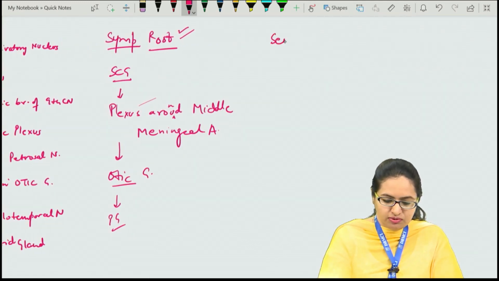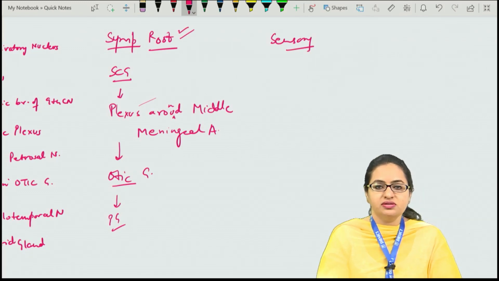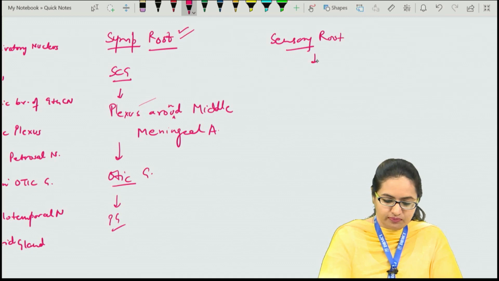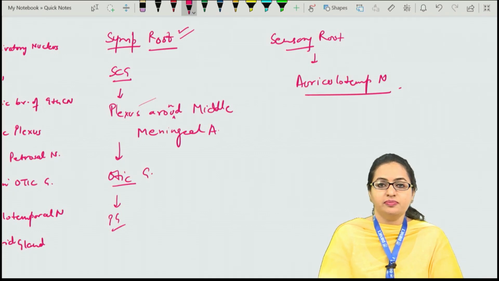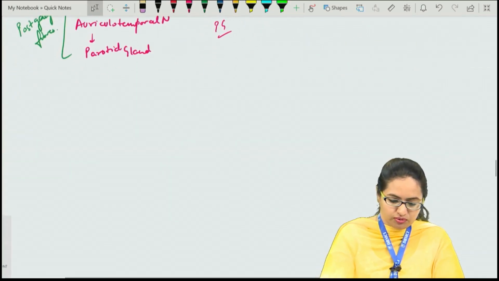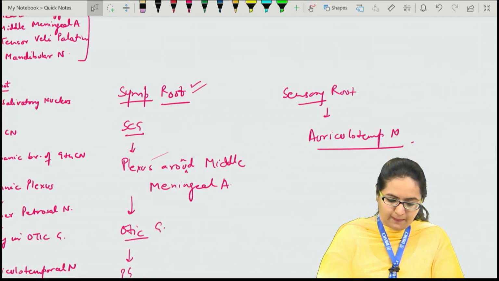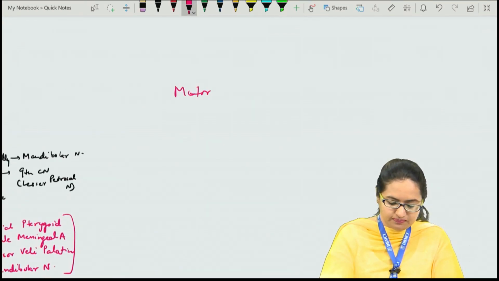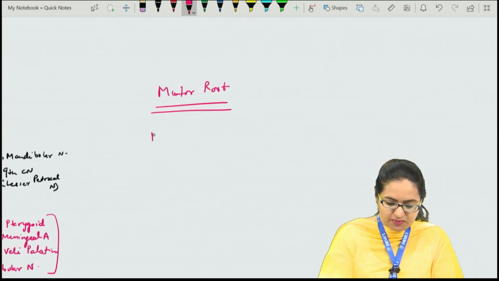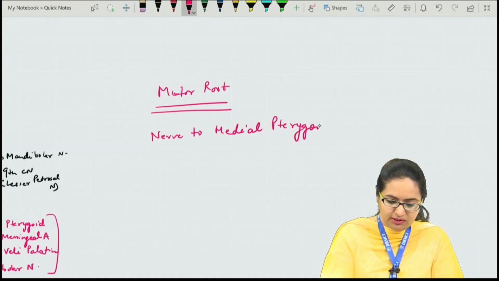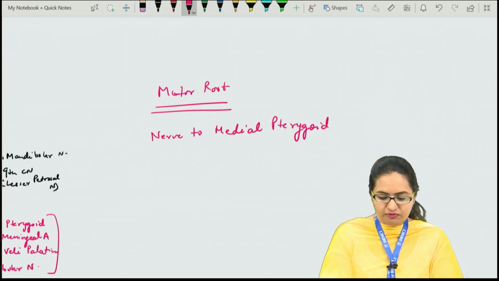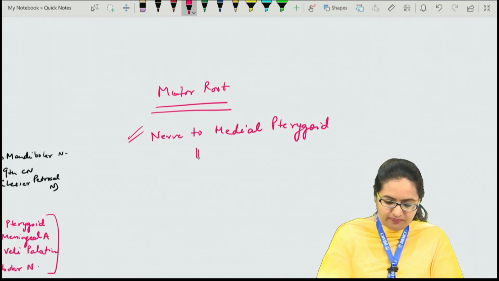Now if we talk about the sensory root, the fibers are passing through the auriculotemporal nerve, and over here also the fibers pass without any relay through the otic ganglion. When we talk about the motor root, the fibers pass specifically through the nerve to medial pterygoid. The nerve to medial pterygoid is one of the branches of the mandibular nerve. The motor fibers pass through it, and then pass through the otic ganglion without any relay.